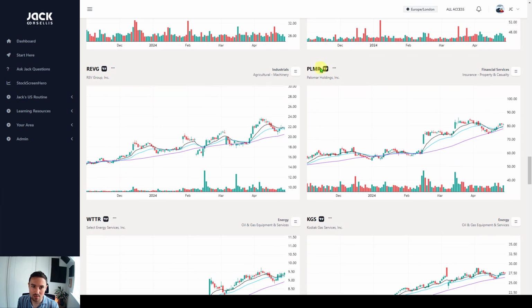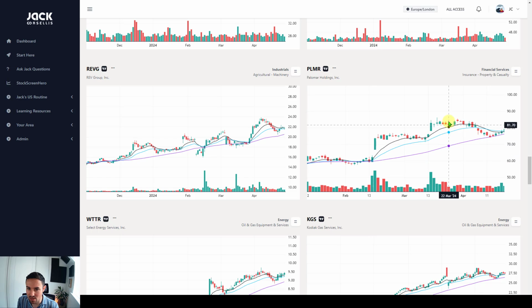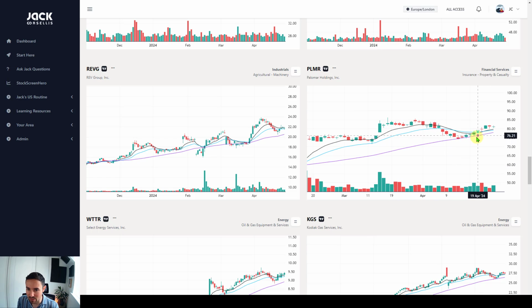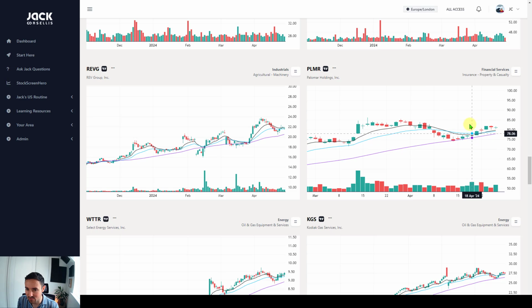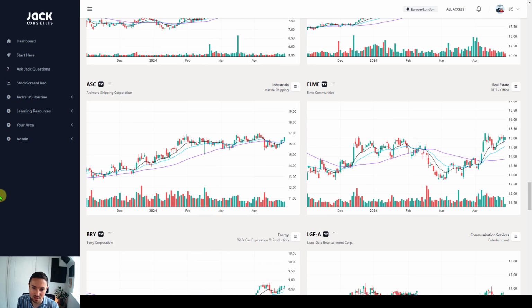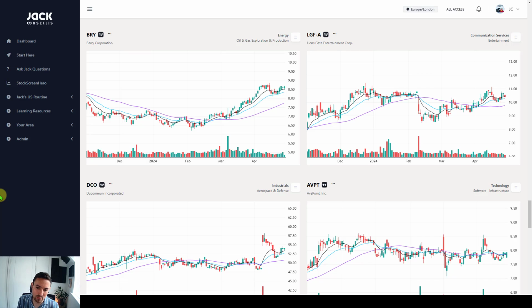But like this one here, which is PLMR. Okay, we can see here we've got a nice pop. This may be earnings. Again, nice pop here as well. Okay, bounce off the 50, which is going to be the purple line here. And now see how this is starting to tighten. Okay, looks pretty interesting. So yeah, I'll wrap the video up there, guys.